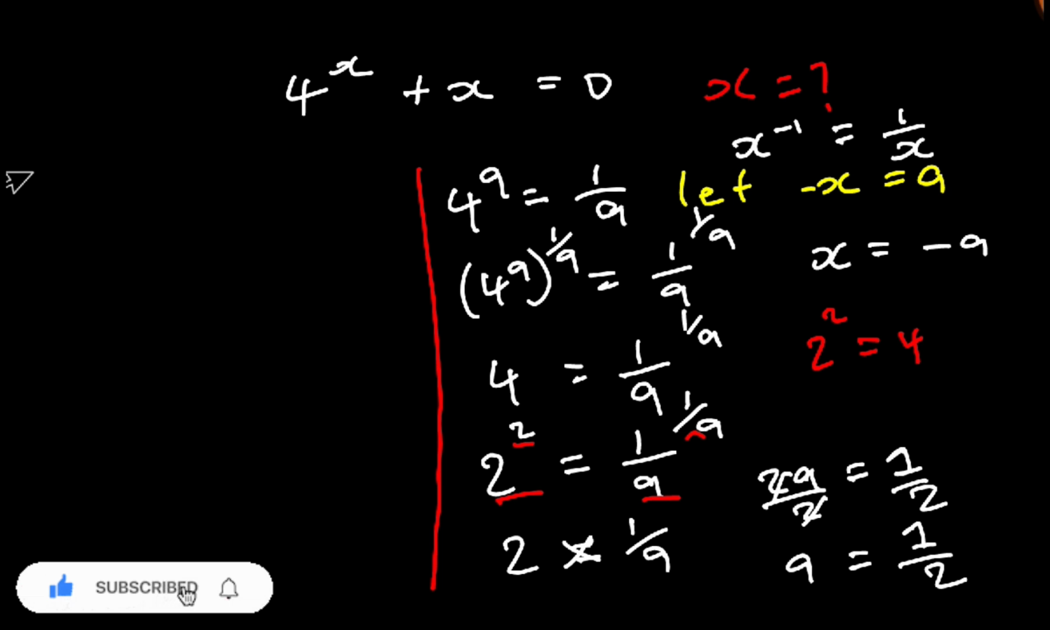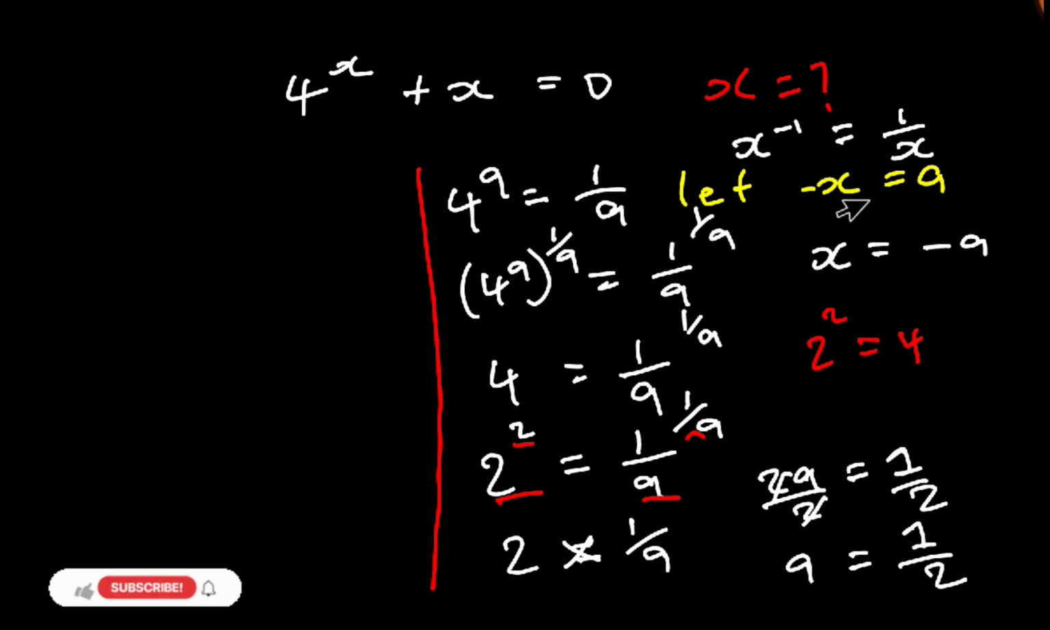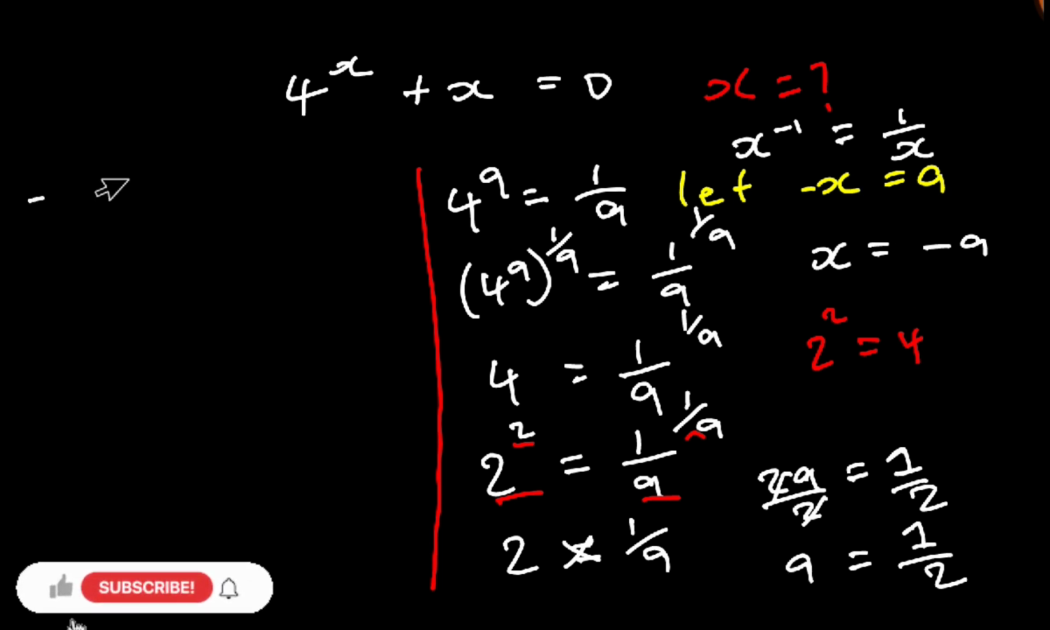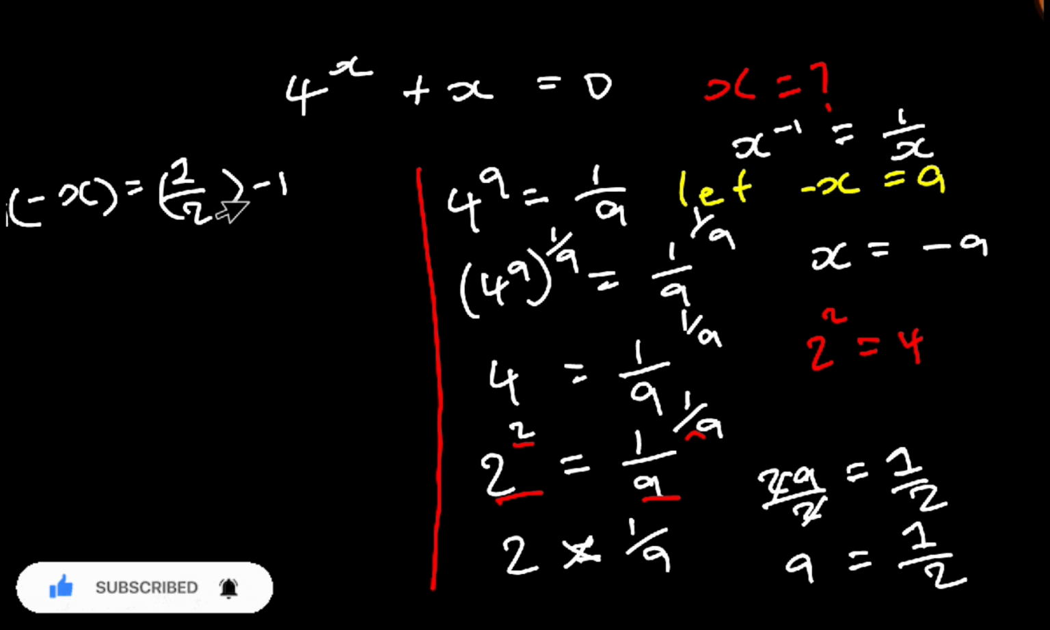But recall that earlier we made an assumption that let negative x be equal to a. So we're going to replace this a with negative x. So we're going to have negative x equals 1 over 2. If you multiply both sides by negative 1, negative times negative will be positive. So we have x equals negative 1 times 1 over 2. We have negative 1 over 2. So this is the answer to this question. x is equal to negative 1 over 2.